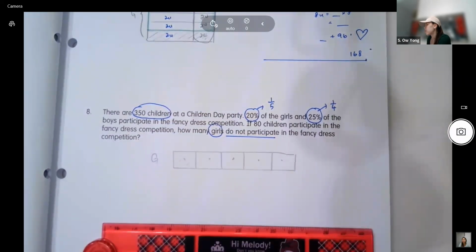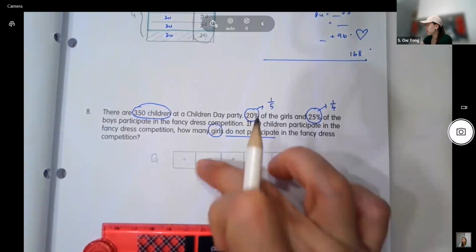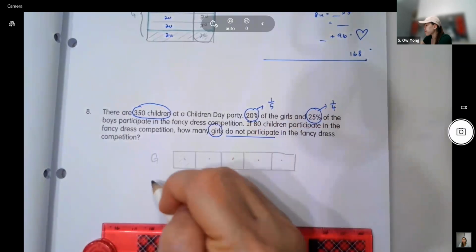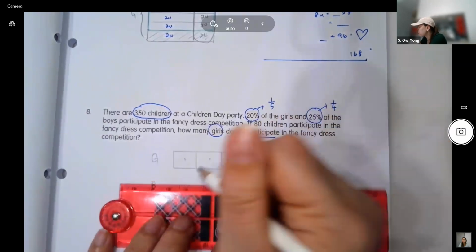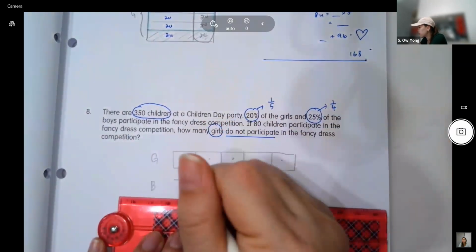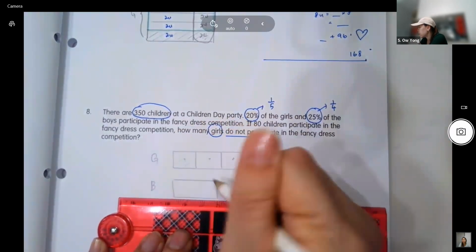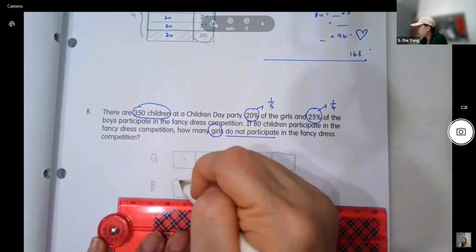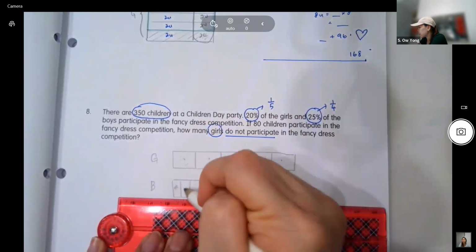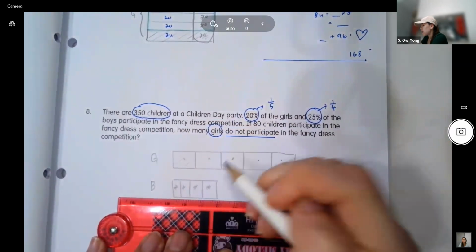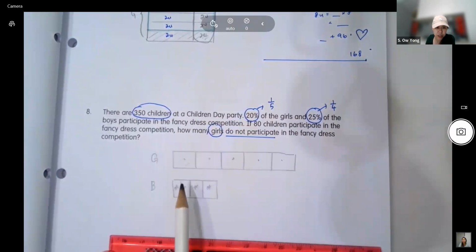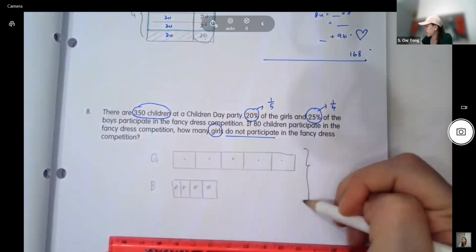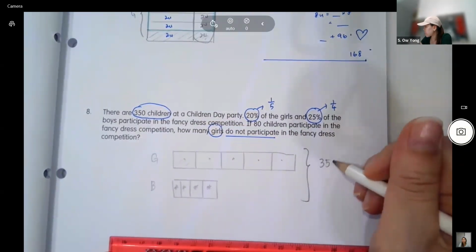They say 1/5 of the girls participated in the fancy dress competition. So 4 units didn't. Now I draw the boys. I will draw slightly smaller, because they didn't say the units are the same. Then I'm going to cut into 4 parts. I put a star here, on purpose to tell you that this star unit and the dot unit are not the same. And all together, there are 350.